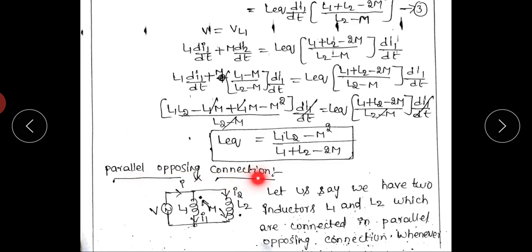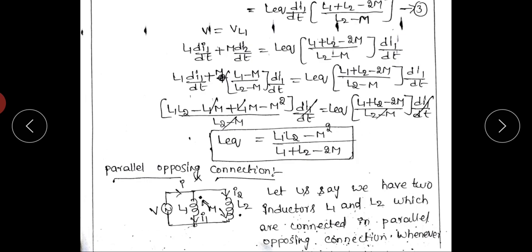So next one, parallel opposing connection. Here the current enters at this point and leaves at this coil. If current enters at the starting end in both coils, or at the next end in both coils, the connection is called series aiding connection. Or in the first coil the current enters at the starting end, and in the second coil at the final end. So this connection is called parallel opposing connection.